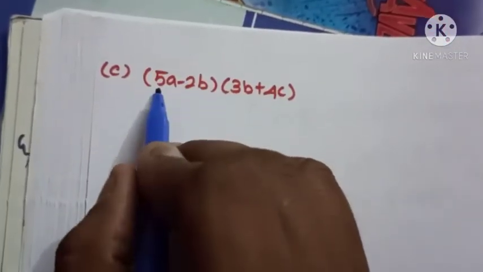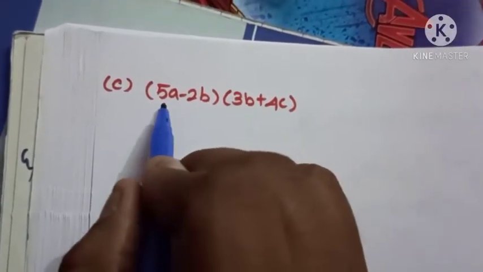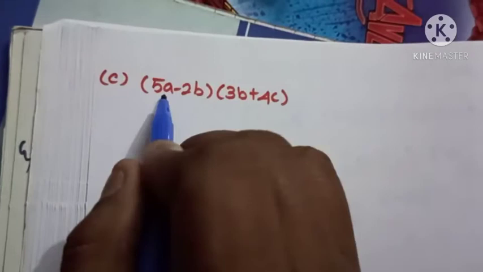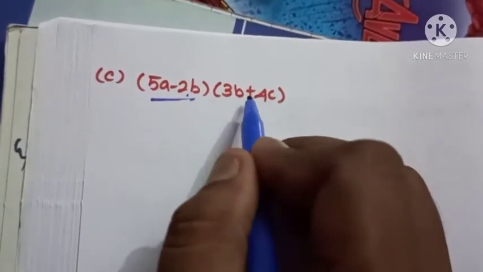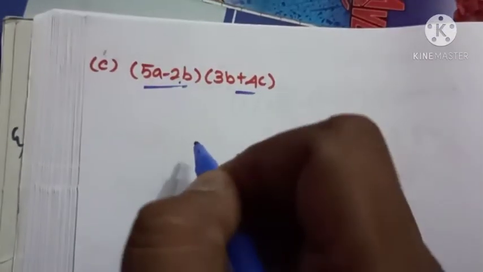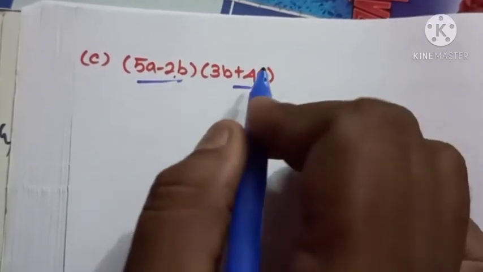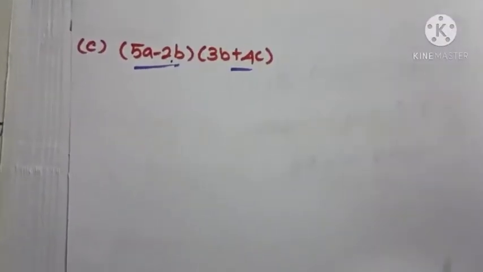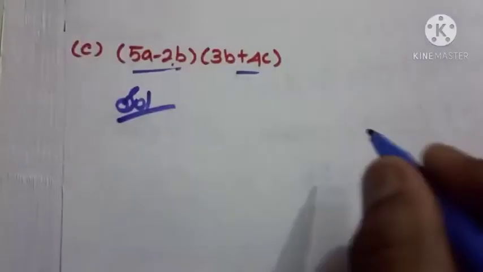Another question. 5a minus 2b into 3b plus 4c. Here the two product terms are binomials. So 5a minus 2b is one binomial and 3b plus 4c is the other binomial. We need to multiply these two binomial terms, and here three variables, a, b, c, are present. First we find out the product. Solution. First we need to find out the product.